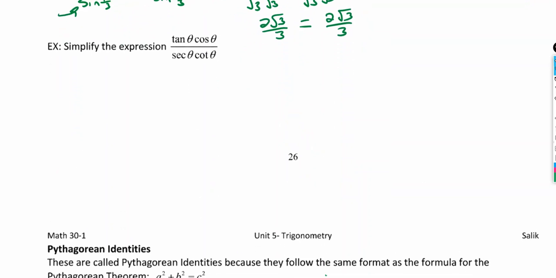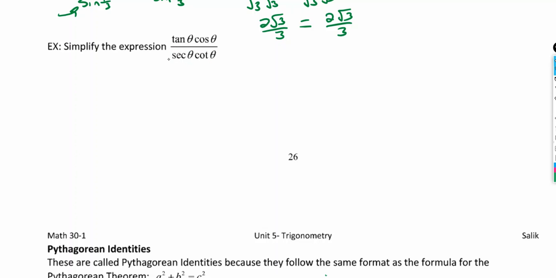So next one, simplify the expression tan theta cos theta over secant theta cotan theta. Okay, so one of the suggestions above, on that first page, was that if we can, we'd like to break these things into terms of cos and sine. So instead of it being tan, I'm going to rewrite this as sine theta over cos theta, and then rewrite the bottom as well. So let's just do the top.